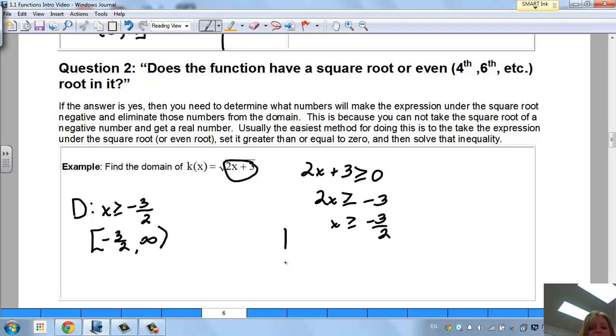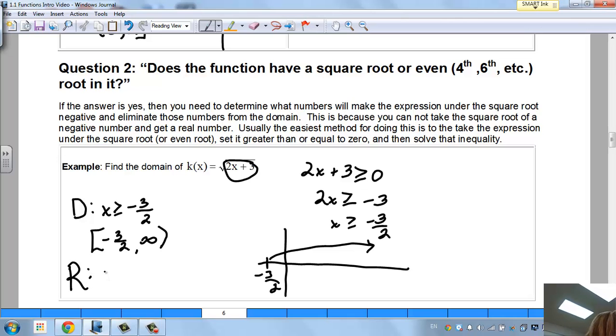Now the graph of this one's kind of interesting. Here's negative 3/2. And the graph of a radical looks like this, and you'll notice there's my domain. The range is everything that's greater than or equal to 0. So I can say k of x is greater than or equal to 0, or 0 to infinity.